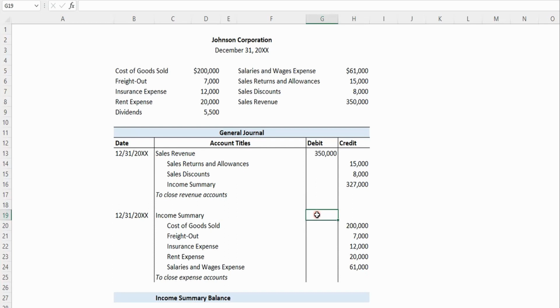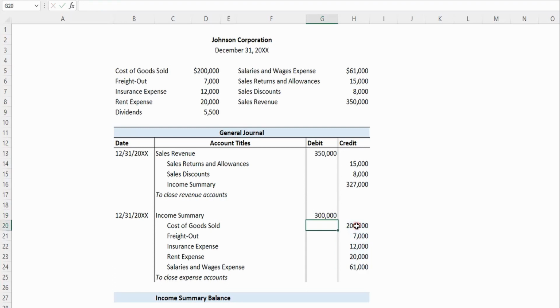I will use the sum function to calculate the amount of the income summary in this journal entry. The sum function adds values. You can add individual values, cell references or ranges, or a mix of all three. First, select the cell. In our example, it is G19. Type the equal sign, then sum, then open parentheses. Select cells to add. We will add cells from H20 to H24. Type close parentheses and press enter.